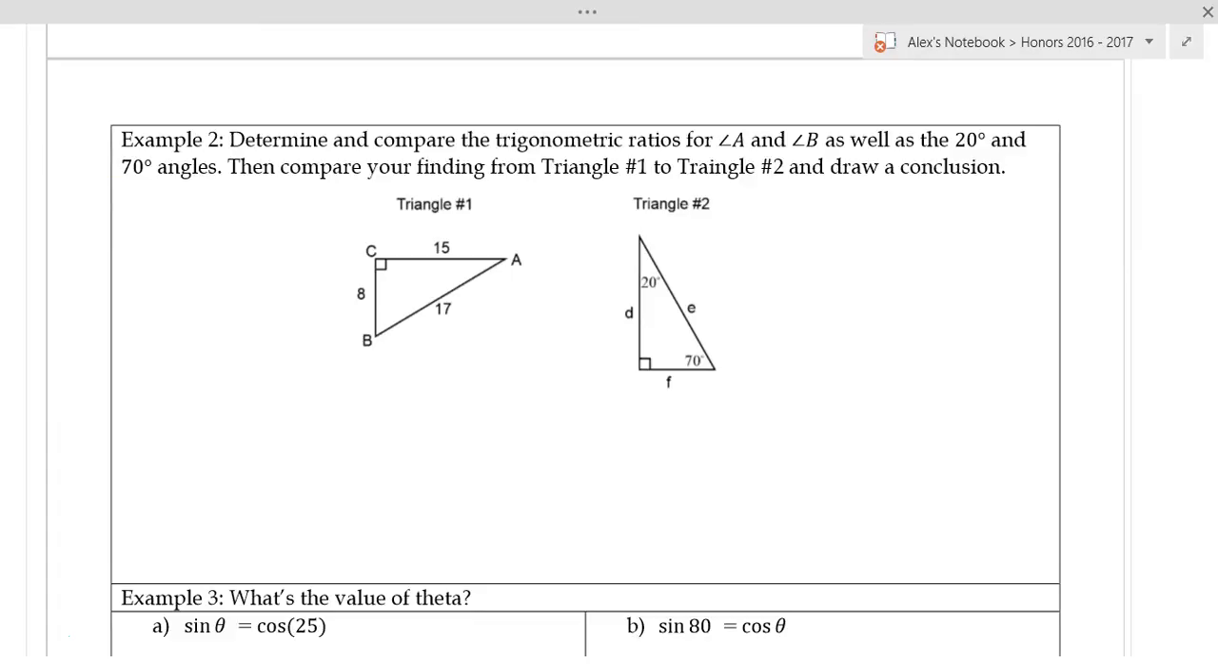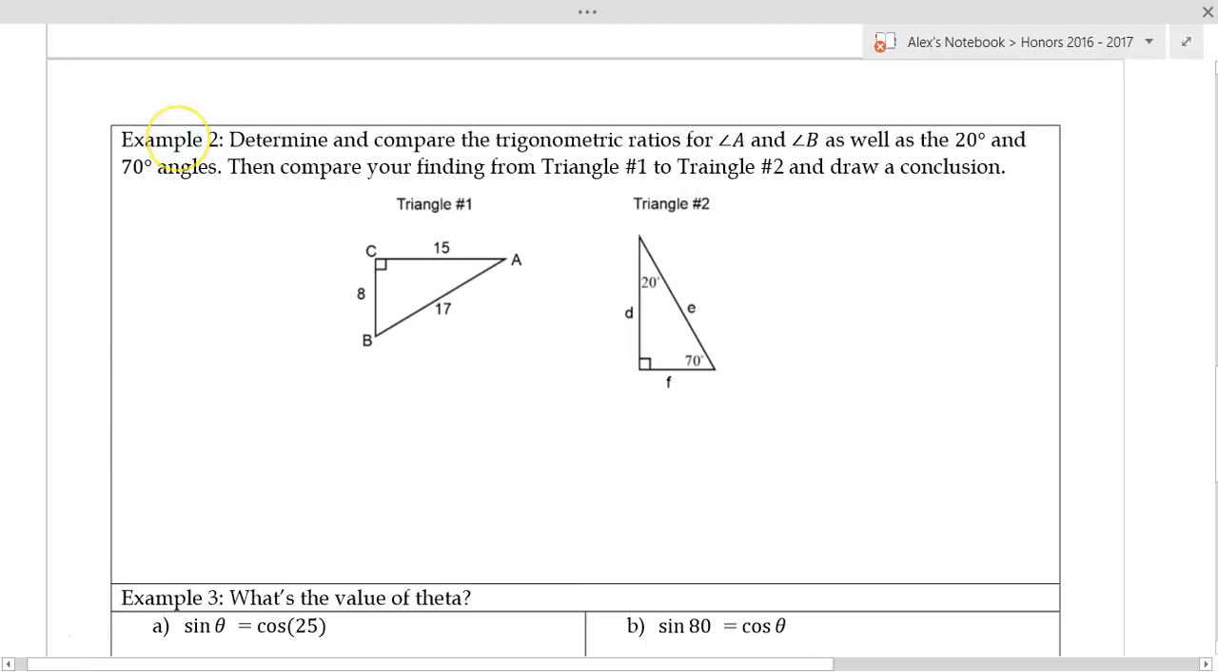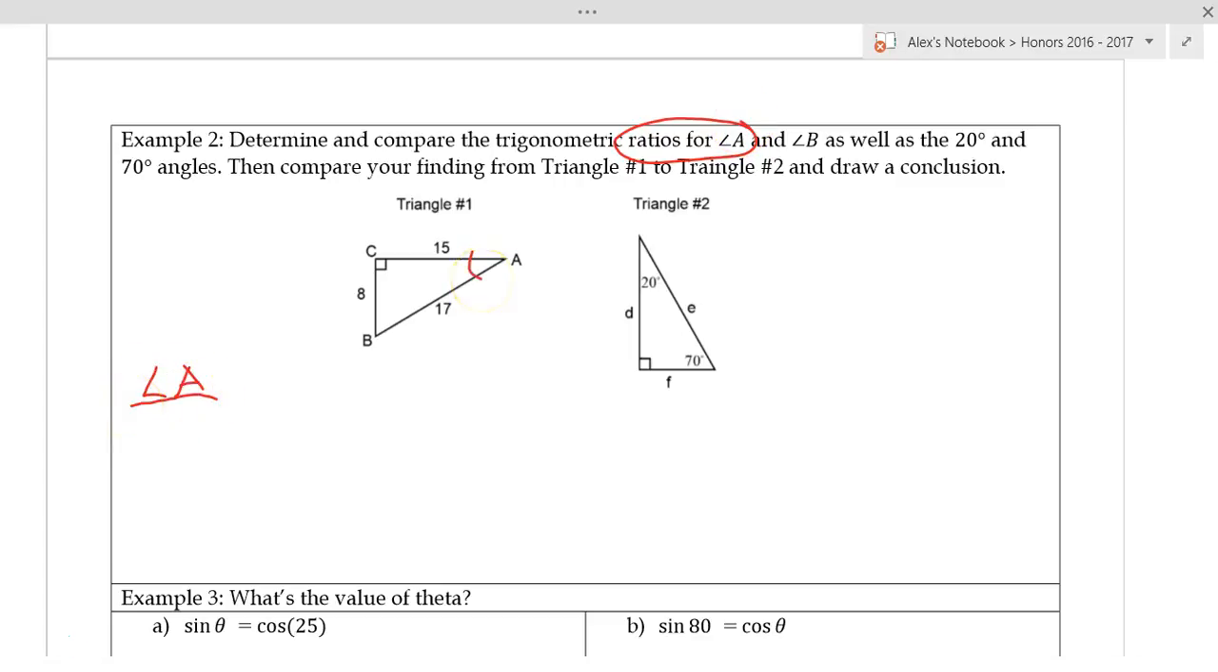Looking at example 2, it says determine and compare the trigonometric ratios for angle A and angle B, as well as the 20 degree and 70 degree angles. Then compare your findings from triangle number 1 to triangle number 2 and draw a conclusion. Alright, so let's look at triangle number 1 first. I'm going to find my ratios for angle A. Okay, so here's angle A, my opposite side, my adjacent side, my hypotenuse.